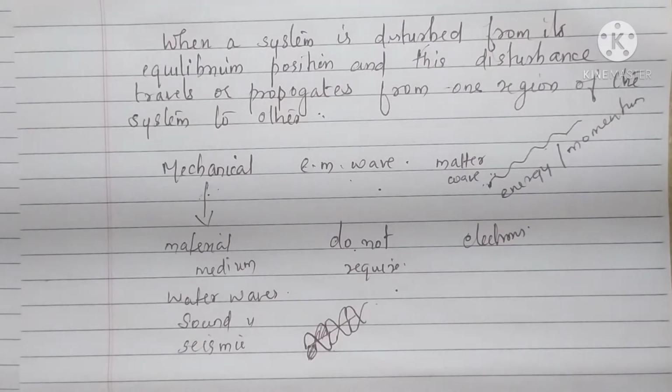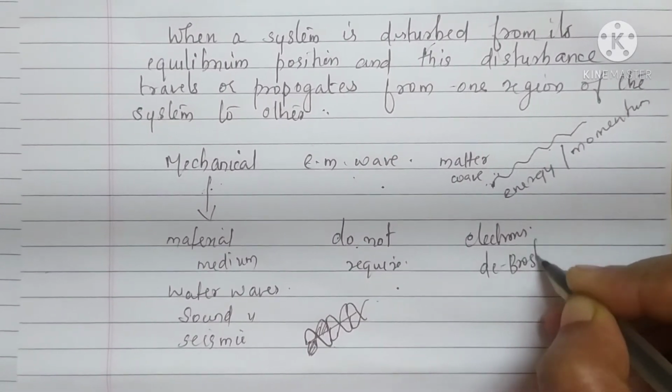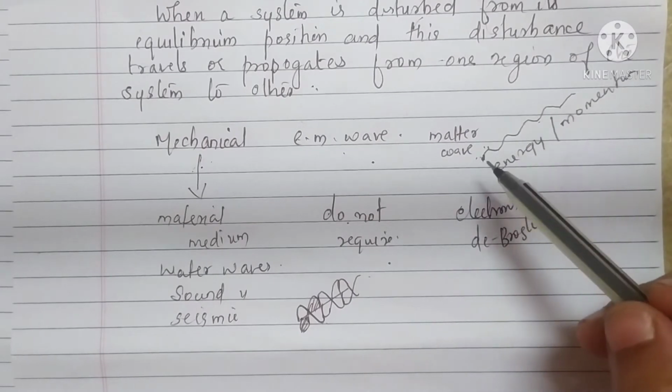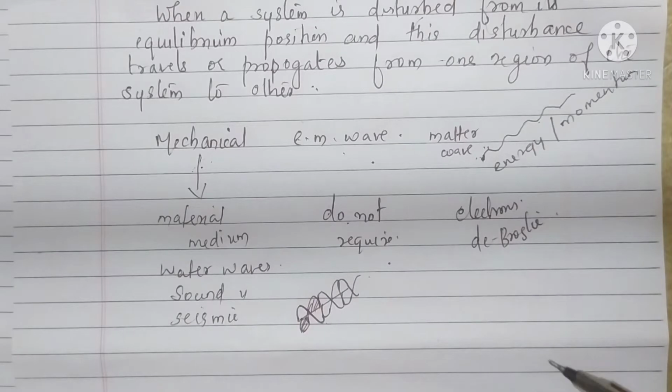And it was actually introduced by a scientist named de Broglie. So these waves are also known as de Broglie waves. Okay, that also you will study in your 12th standard. So these are the types of waves. Clear for you? Okay.